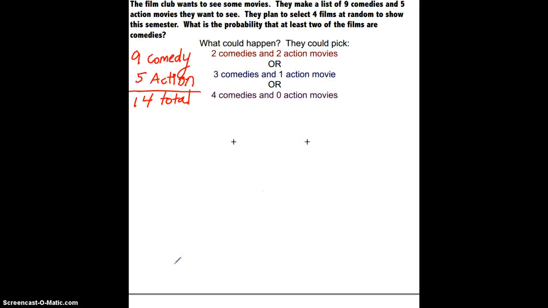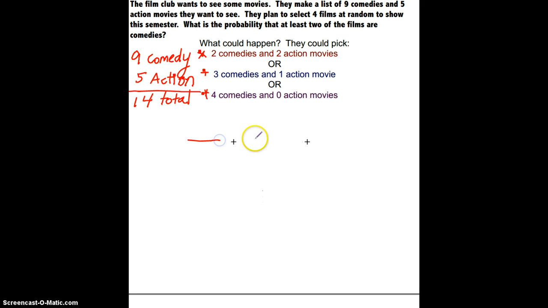Okay, all right, the next one is looking at different movies. 9 comedies, 5 action. I like writing this out to the side just to see the information a little bit more clearly. They plan on selecting 4 films at random. So here's the 3 different scenarios that can happen. Okay, each of these are mutually exclusive. So these will not be able to occur at the same time. So what we can do is we can add the probabilities.